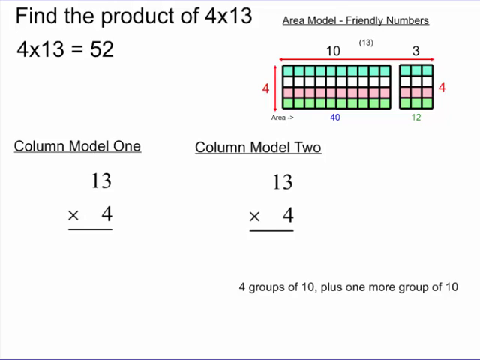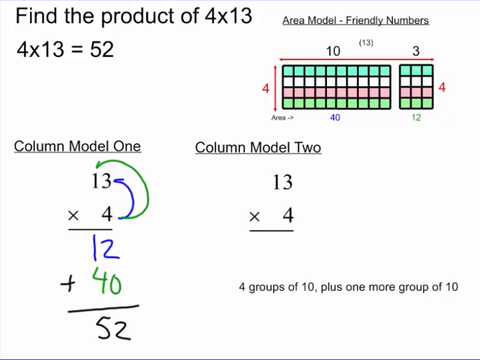Column model 1 is probably the nicest for making the jump between the area model, the distributive property, to this column model. When we start this problem, the first piece is a 4 times a 3, and I get a 12 from that. And the second part, and here's where we have to be careful, is a 4 times a 10. So this is a 40. When we add those two pieces together, we get our 52. And notice the 12 and the 40 show up in our area model.